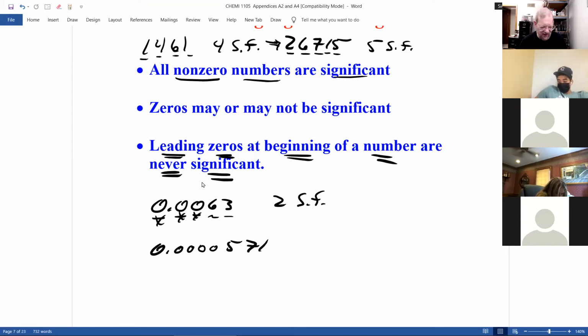And why don't you try this one? How many significant figures are in that number?